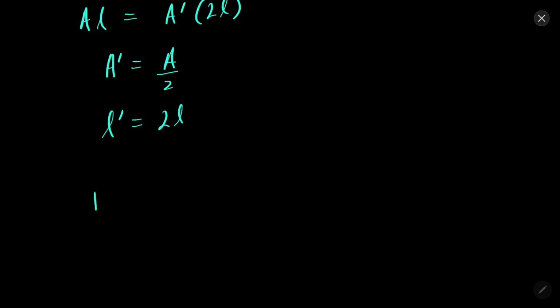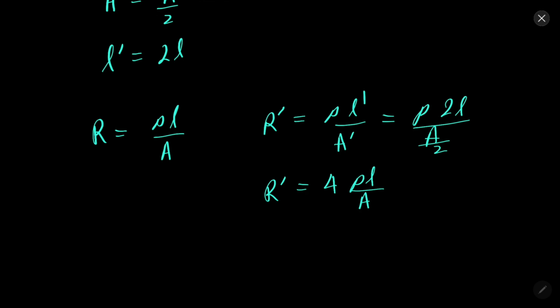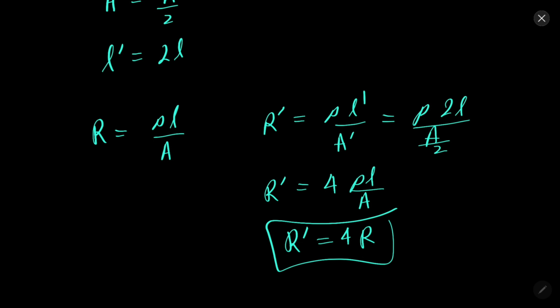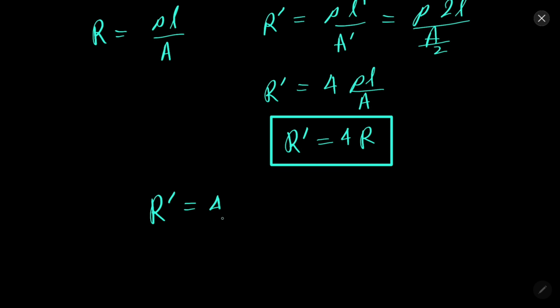So L dash is twice L and A dash is A over 2. So R will be rho L by A and R dash will be rho L dash over A dash, that is rho 2L over A over 2. So R dash will be 4 rho L over A, that is, R dash will be 4 times the original resistance. So the new resistance will be 4 times the original resistance. So R dash will be 4 into 100, that is 400 ohms.